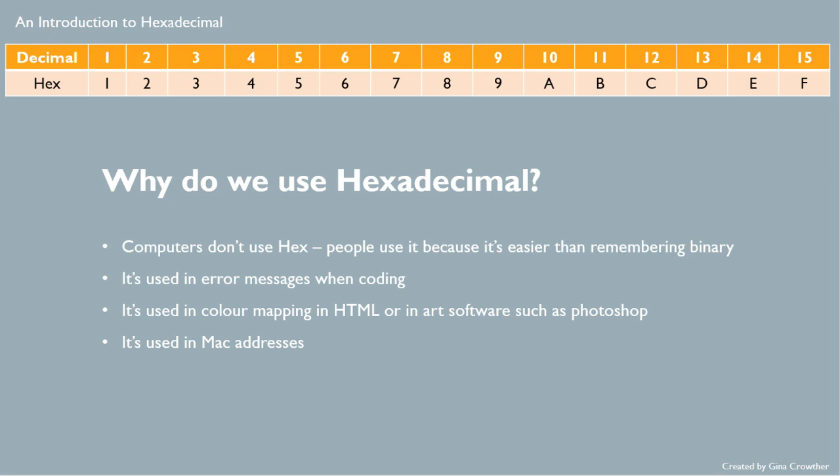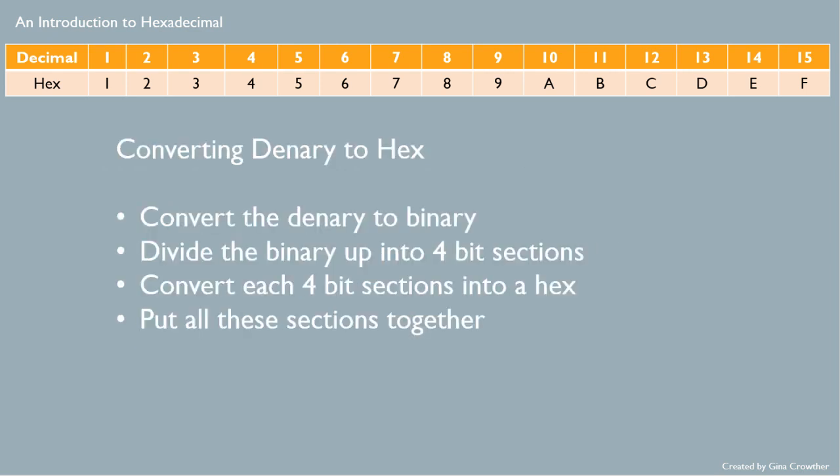Hexadecimal is used in error messages when we are coding. It's also used in colour mapping in HTML or in art software such as Photoshop. It's used in MAC addresses, and remember, a MAC address is an address given by the manufacturer to each device to identify it. So let's have a look at converting denary to hex.